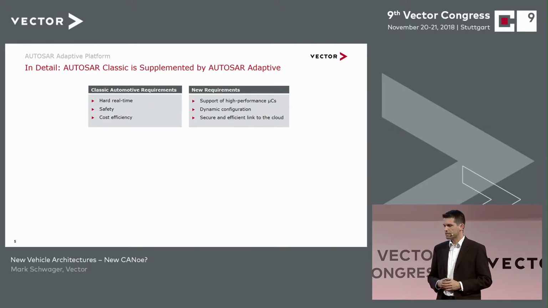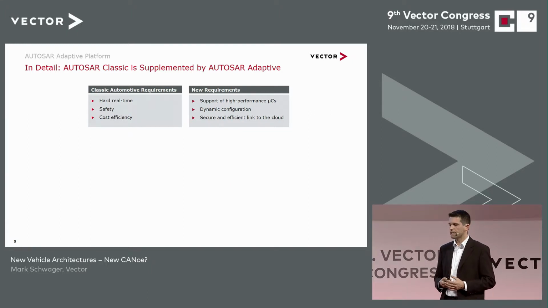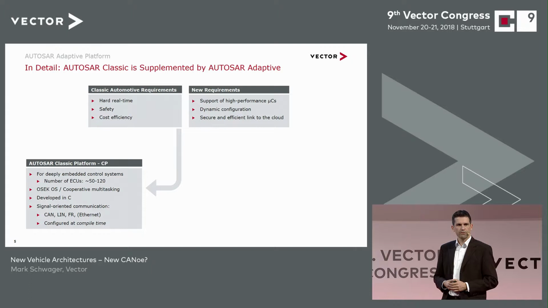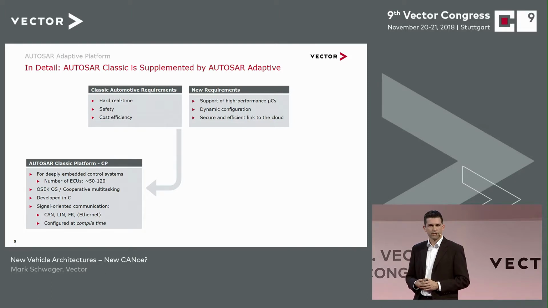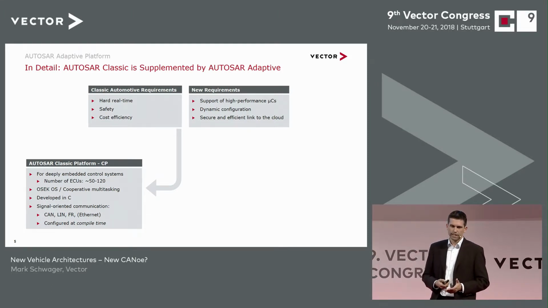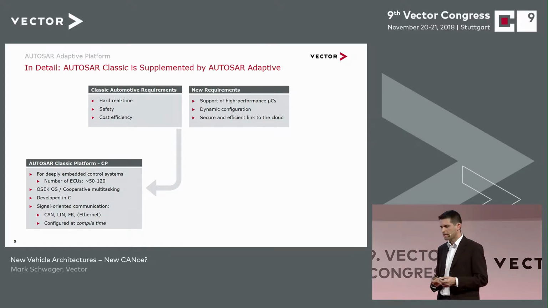What were the classical requirements to the vehicle? Hard real-time requirements, safety, and as cost-efficient as possible. The new requirements that we are seeing are, of course, the support of high-performance microcontrollers, dynamic configuration, and a secure and efficient link to the cloud. For the classic requirements, there was the AUTOSAR Classic platform, and as we've seen, it's rather many ECUs, 50 to 120, depending on the equipment line, with OSEK OS on it, developed rather in C, and communication being signal-oriented.